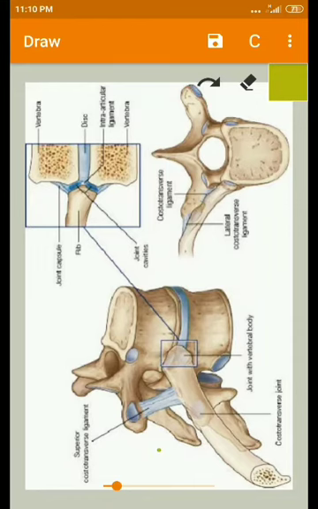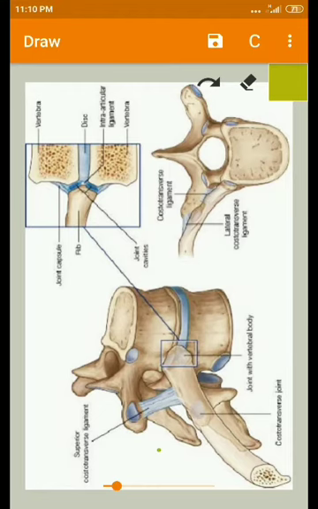Out of 12, the first, 10th, 11th and 12th ribs articulate with their corresponding vertebrae only. That means the first rib articulates with the first thoracic vertebra only, and again 10th articulates with the 10th thoracic vertebra, and 11th rib articulates with the 11th thoracic vertebra, and 12th with 12th thoracic vertebra.